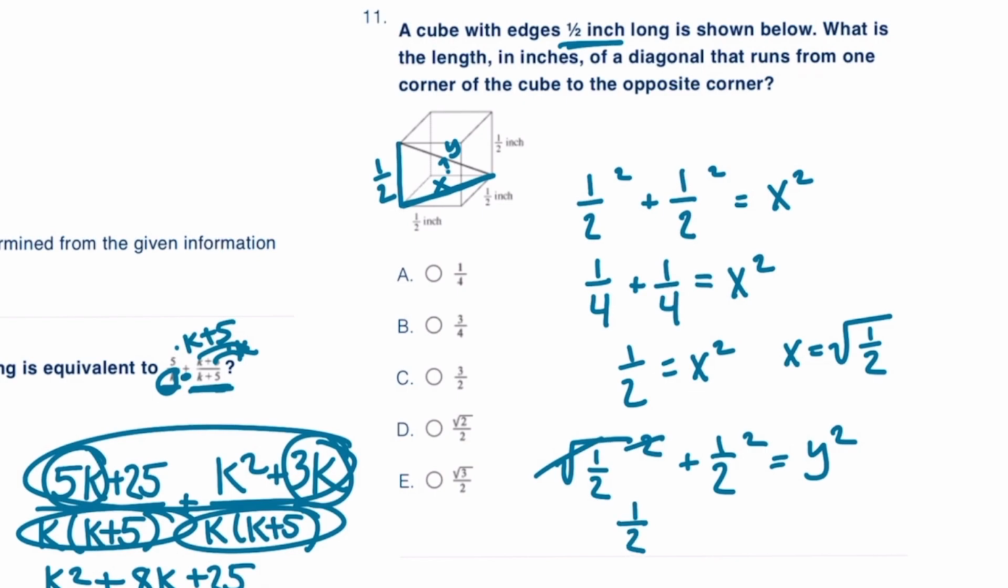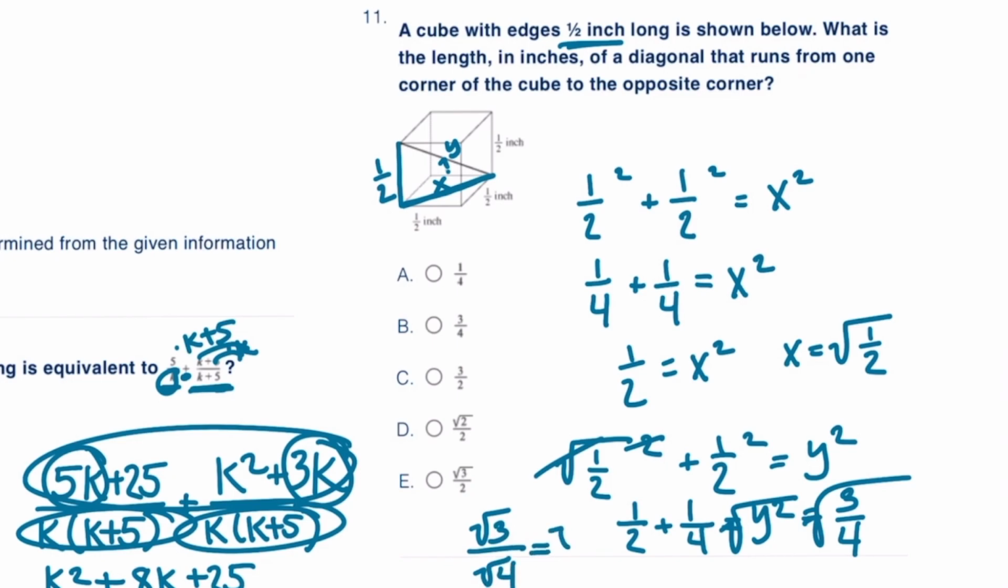So we have a half plus a fourth, which a half is the same as 2/4, so 3/4 is going to equal our y squared. And then remember, you do have to get rid of that squared by taking the square root. So we end up with square root of 3/4, which you can break that up, square root of 3 over square root of 4, which square root of 4 is 2. So the most simplified version is going to be square root of 3/2, giving us option E.